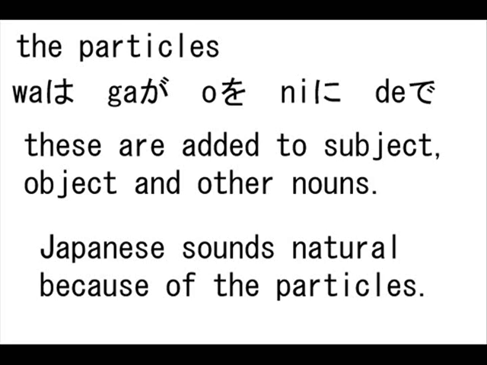Particles are wa, ga, o, ni. They mark the subject and object, and sometimes other nouns. In Japanese, you need particles to sound natural. And these particle things are so disgusting. I really hate them because they make non-Japanese speakers completely confused and drive them nuts. So don't worry about particles too much, just take it that Japanese sounds natural because of these particles.